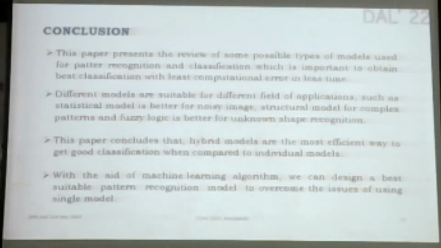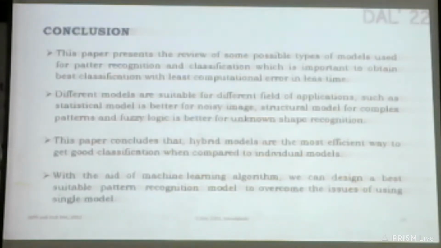Conclusion: this paper presents a review of some possible types of models used for pattern recognition and classification, with the importance of the best classification. Different models are suitable for different patterns, such as the statistical model being better for noisy images, the structural model for patterns, and fuzzy logic for unknown shapes and recognition. We conclude that hybrid models are the most efficient way to get good classification when compared to the individual ones, which we have seen in the architecture.